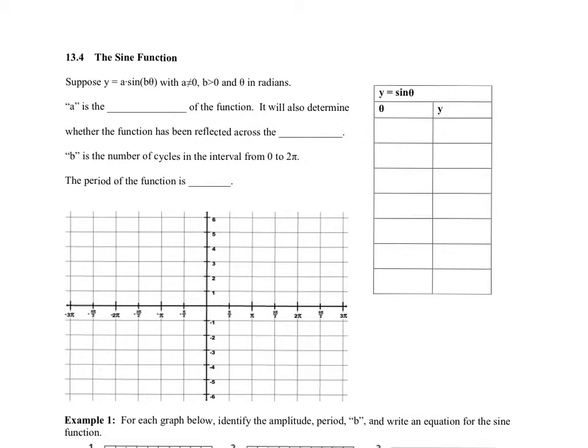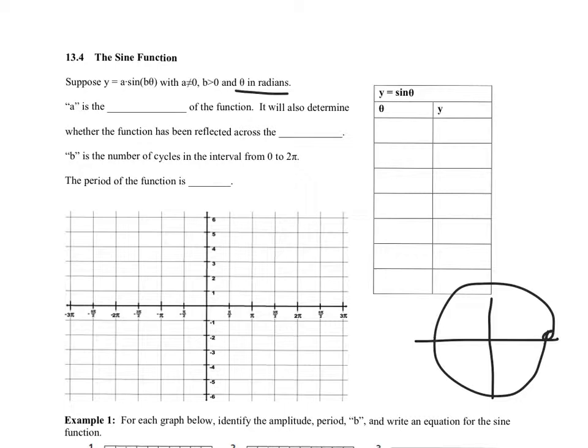y equals sine of theta is a function that you can graph on the coordinate plane. So if you think about the unit circle, I'll draw a unit circle over here. When theta, and we'll talk about theta being in radians, is 0, the y value is 0. When theta is pi over 2, because pi over 2 is 90 degrees, the y value is 1. Right here is pi, because it's 180 degrees.